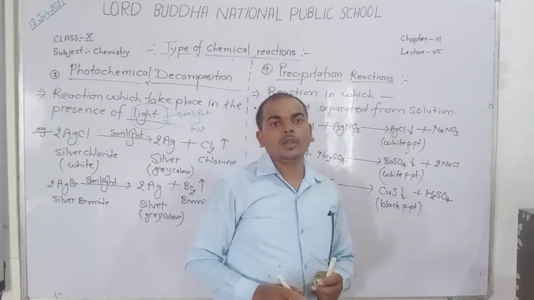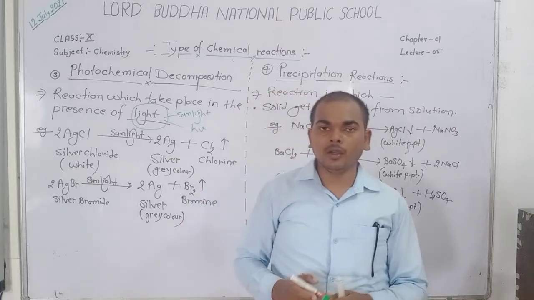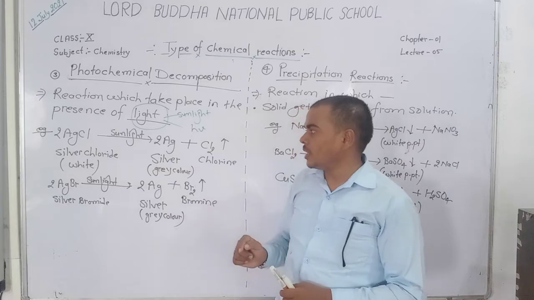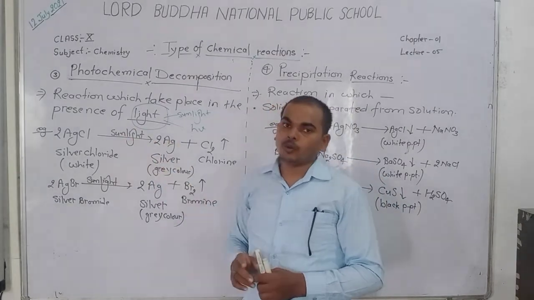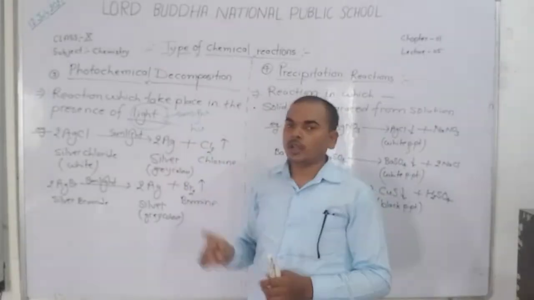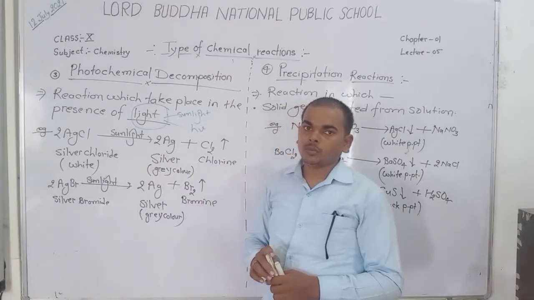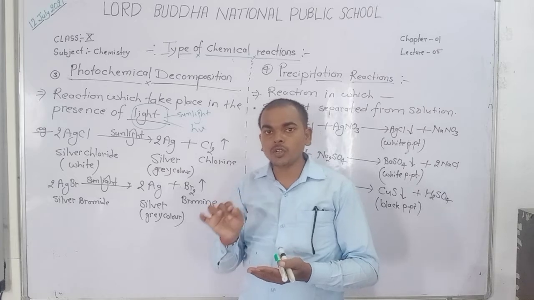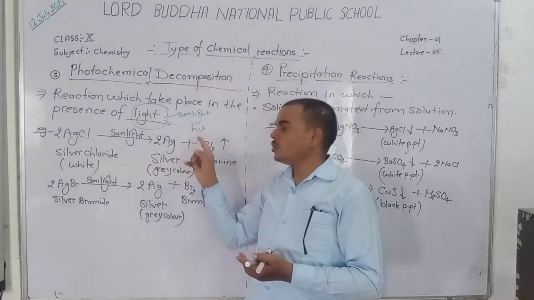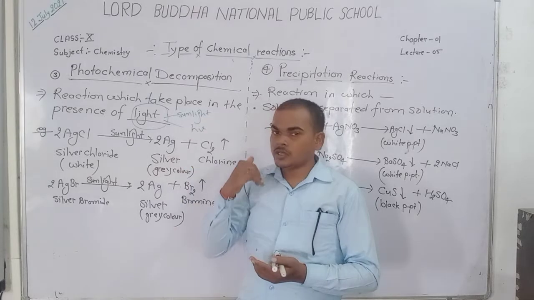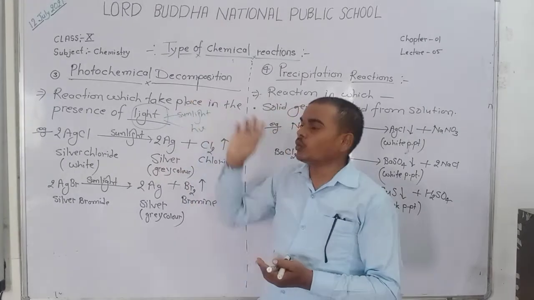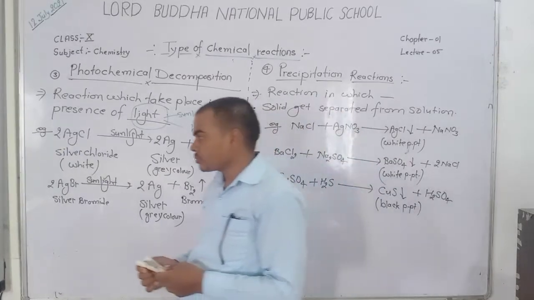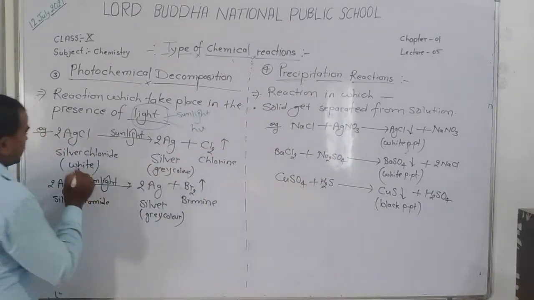If a reaction takes place in the presence of sunlight, in the presence of light, the reaction is represented with sunlight or hν above the arrow. If above the arrow is written hν or sunlight, it is clear that the reaction is a photochemical decomposition reaction. For example, silver chloride.